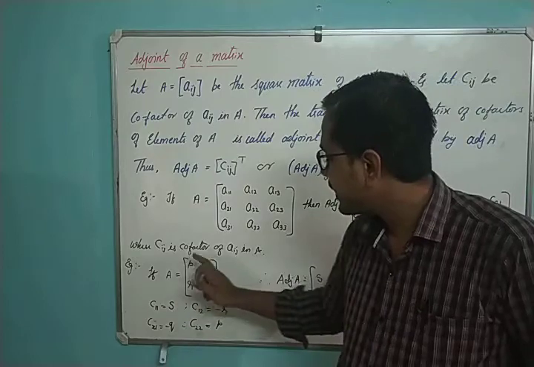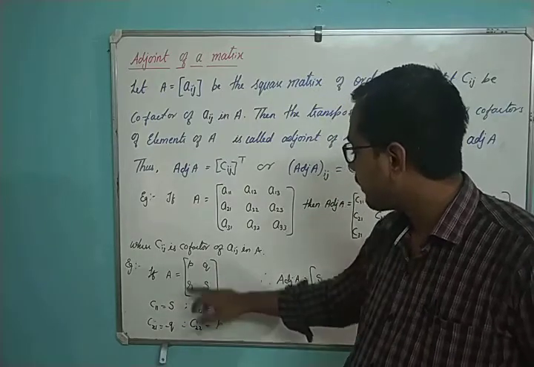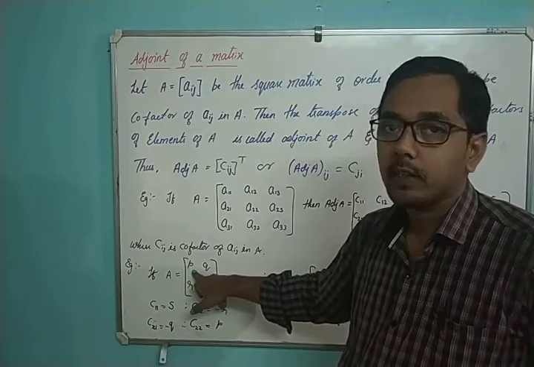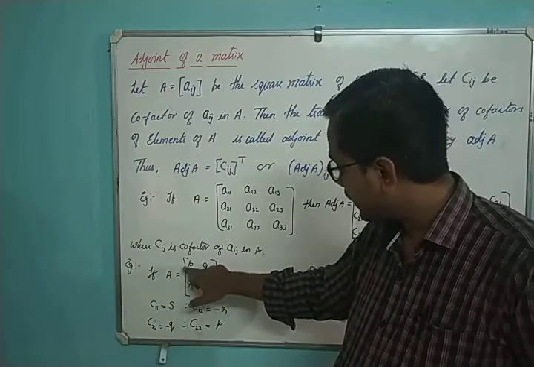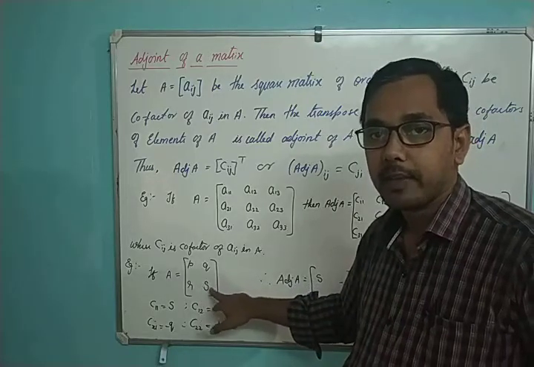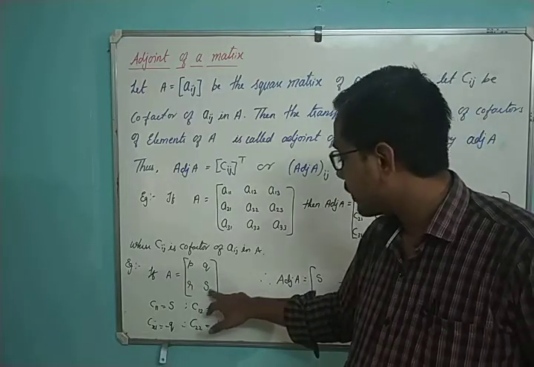So for example, if A is [P, Q; R, S], then what will C11 be? Here A11 is P, C11 will be its cofactor. What is C11? Leaving this row and this column, whatever determinant remains, that will be C11, right? So that will be the minor.